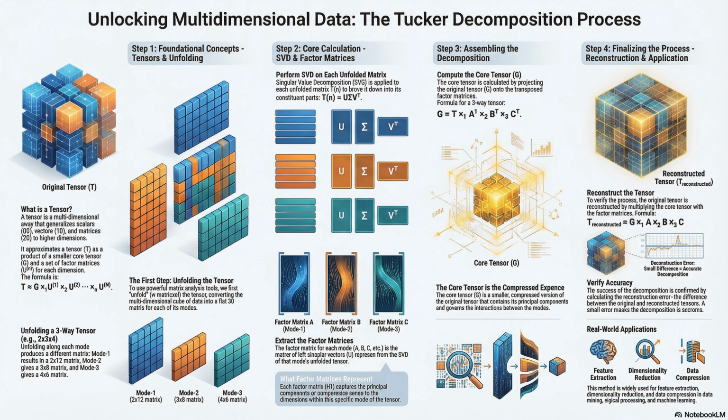Exactly. And finally, mode 3 unfolding, T sub 3. The third dimension, size 4, defines the rows. The columns flatten the first 2, 2 times 3, which is 6. So the result, T sub 3, is 4 by 6.